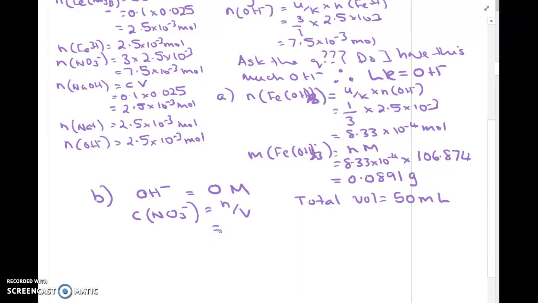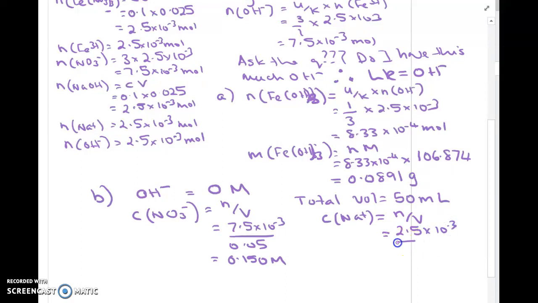So the number of moles of the nitrates hasn't changed, 7.5 by 10 to the negative 3, divided by 50 ml, and it comes out to 0.150 molar to 3 significant figures. I can also do the concentration of the sodium ions because that's also a spectator, nice and straightforward: number of moles divided by volume. The moles haven't changed, divided by 0.05, and it comes out to 0.0500 moles per litre to 3 significant figures.